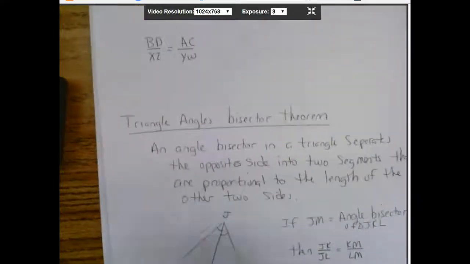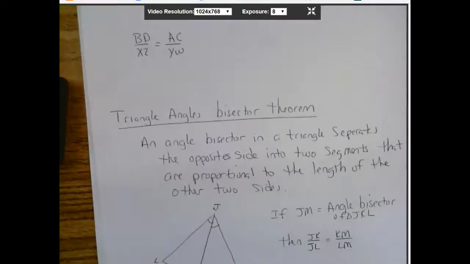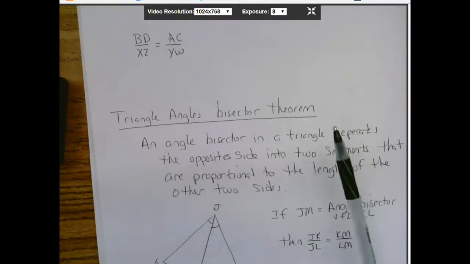So then we look at one last thing here and we'll be done with the notes. This is called the triangle angle bisector theorem. So if we have some triangle bisectors, we can use them to figure out similar ratios, and I'll show you exactly what that means in a minute.